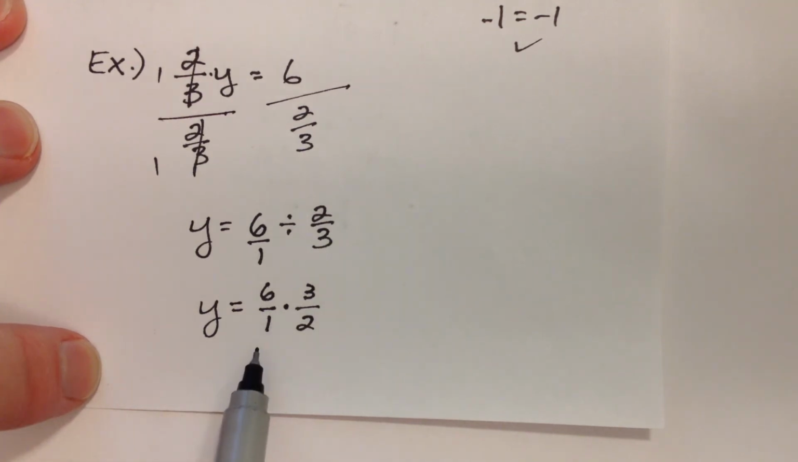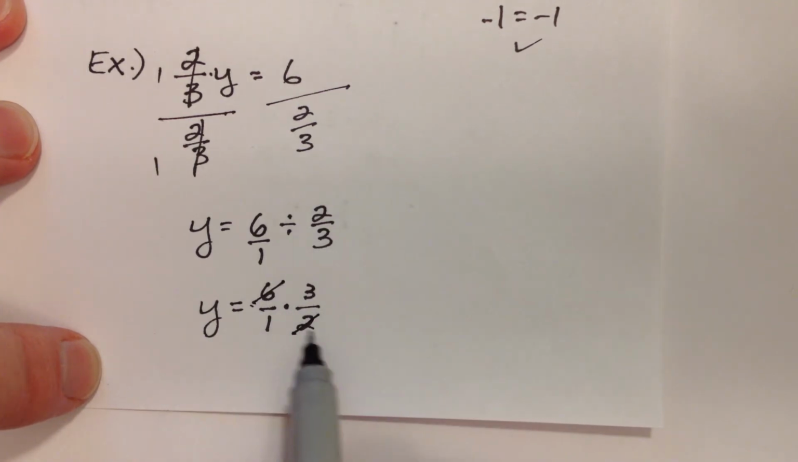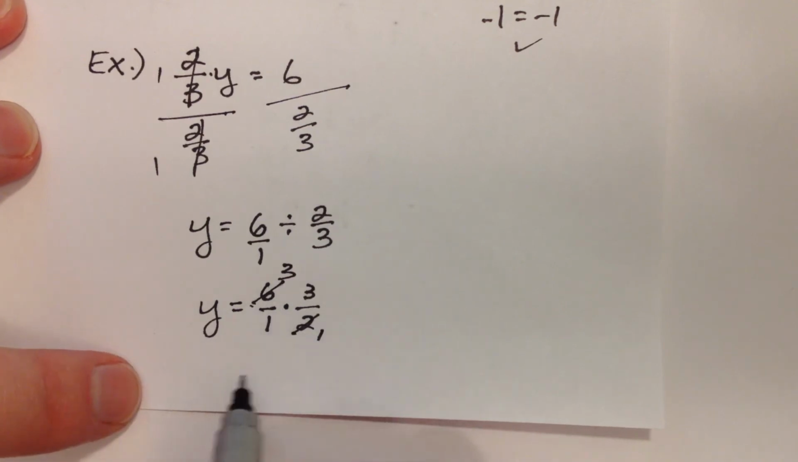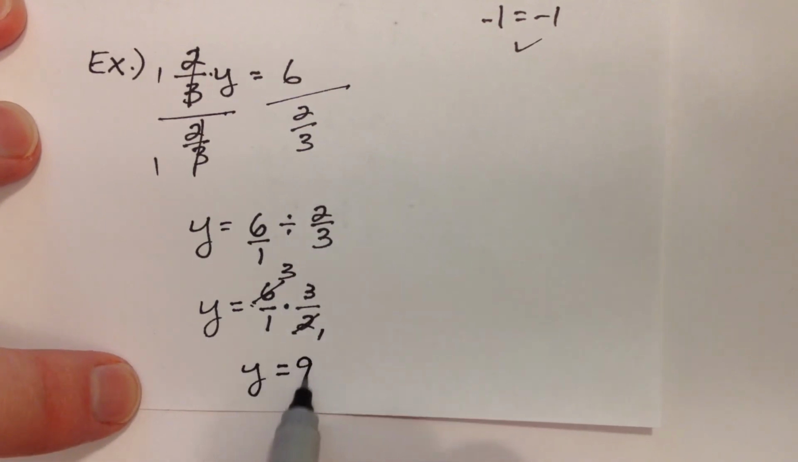So now what is 6 over 1 times 3 over 2? Well, some of this stuff will cancel. We'll get a 1 there and a 3 there. And actually just 1's in the denominator make that nice. So y equals 9.